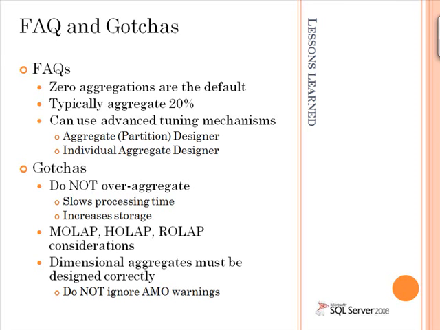And the first one is that zero aggregations are the default when you implement the default storage of MOLAP. Typically, you will want to use, as I've listed in this slide, some type of aggregation. And I'll demonstrate using the Aggregation Storage and Design Wizard inside of BIDS, which will help you to select the percentage of queries to optimize via aggregation or the storage space that you wish to allocate for aggregation.